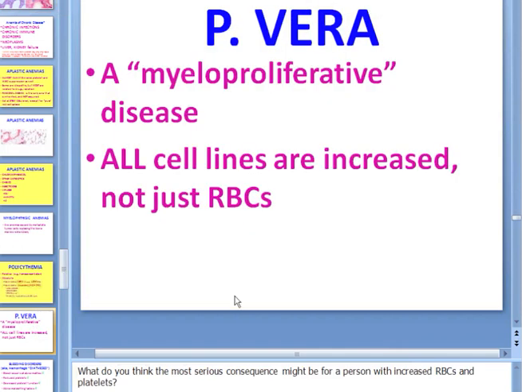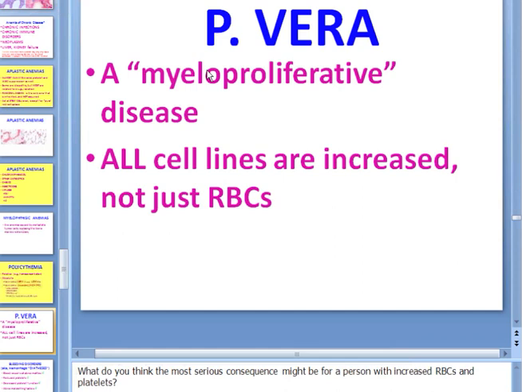P. vera is a myeloproliferative disease. And you have to remember, it's not just red cell precursors, it's also white cell precursors. That's why it's called myeloproliferative. It's the whole marrow. It's not just red cells. But it is manifested primarily as a lot of increased hemoglobin. So if the normal hemoglobin is, let's say, 45, if the normal crit is around 15, you can have hemoglobins of 55, 60 even, and you could have crits correspondingly about one third of that. And it's a myeloproliferative disease.